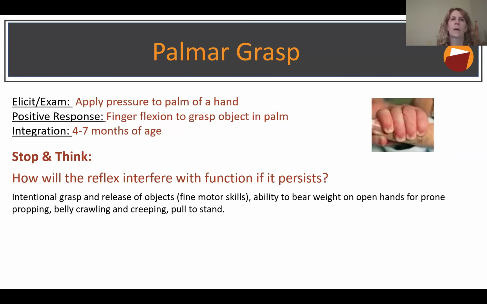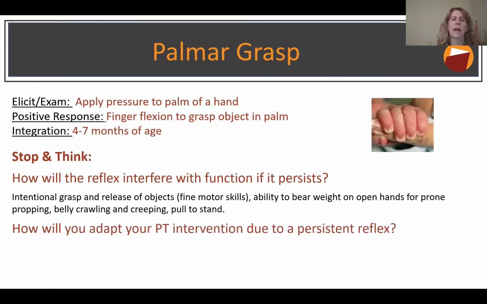Okay. All right. How are you going to change your intervention? I've treated a lot of kids with a very strong palmar grasp, even into later years, not just infants, but later on. And sometimes some of our kids with mild CP, this is the only strong reflex they have, and we have to work around it. So what would you do? How would you adapt your PT intervention?